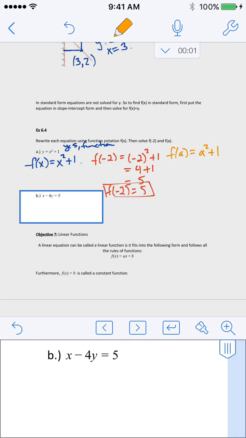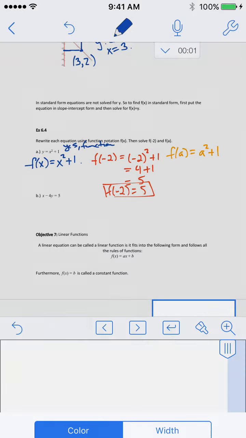Alrighty. Let's do the same thing with b, but if you have any questions, please make sure you ask them now.